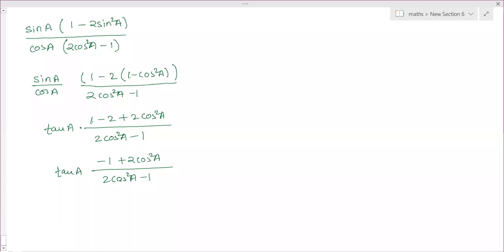So this is plus 2 cos square A, and this is 2 cos square A minus 1. This side is also minus 1. That means this bracket and this bracket are exactly the same, so we can cancel it out. So what is left out? Tan A.